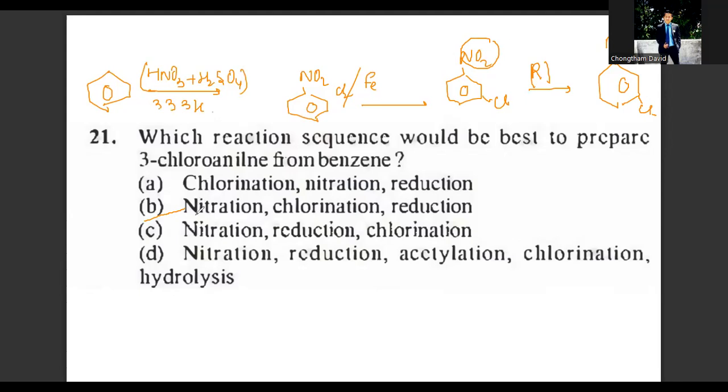Metachloroaniline. So nitration, chlorination, and reduction. 3-chloroaniline is prepared from benzene by first nitration, then chlorination, then followed by reduction. This will be the answer.